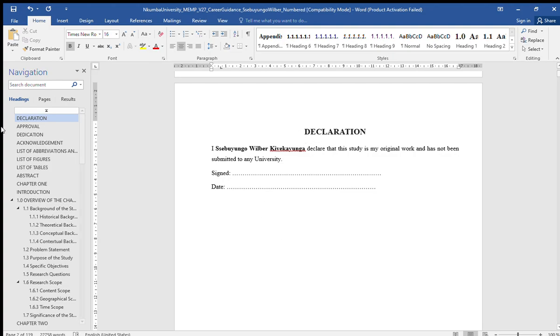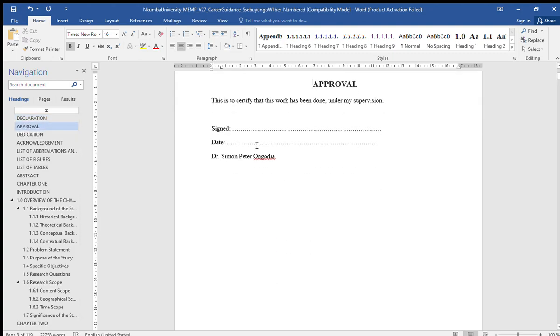Maybe for your note, you need preliminary pages when your research proposal has been approved, and you need to add them. For knowledge purposes, the first one is the declaration. So that is what you are seeing on your screen. You declare that the study you have conducted is your original work and has not been submitted elsewhere, so it is not a copy and paste from someone else. Then the second preliminary page is called approval.